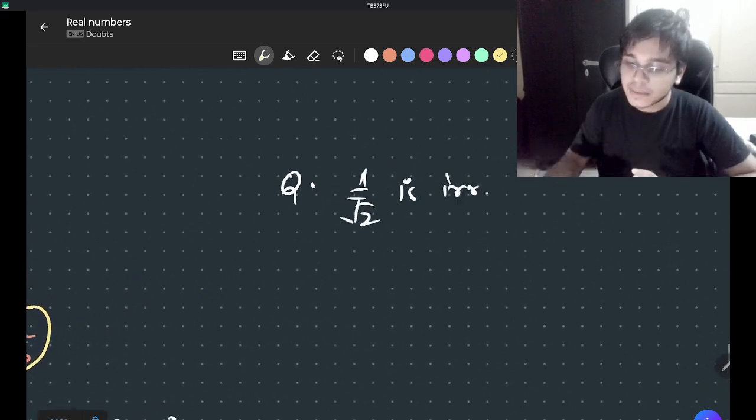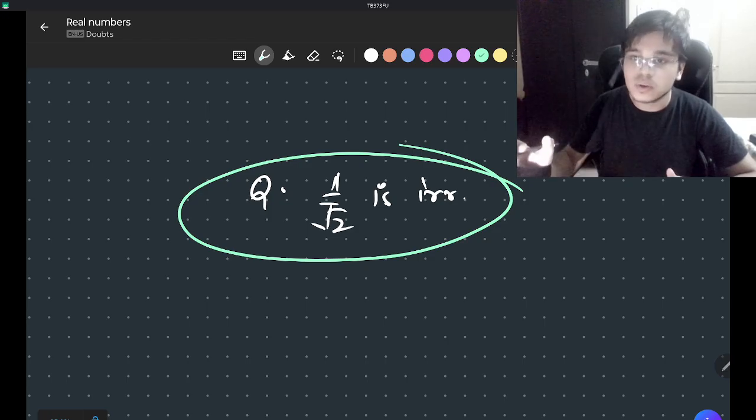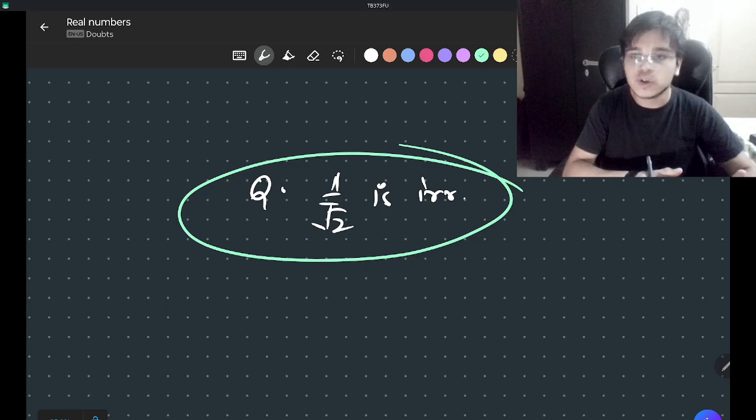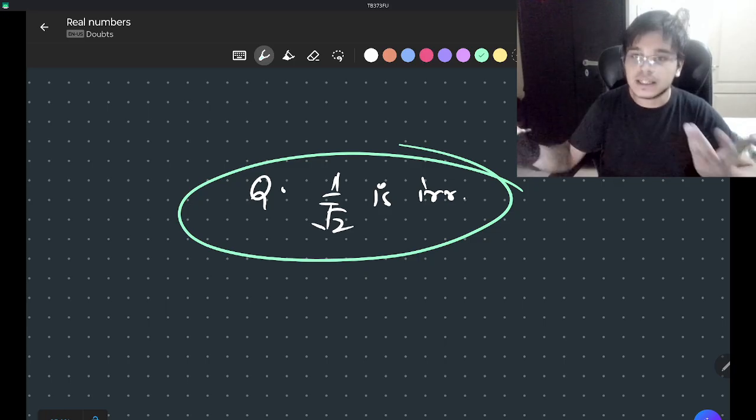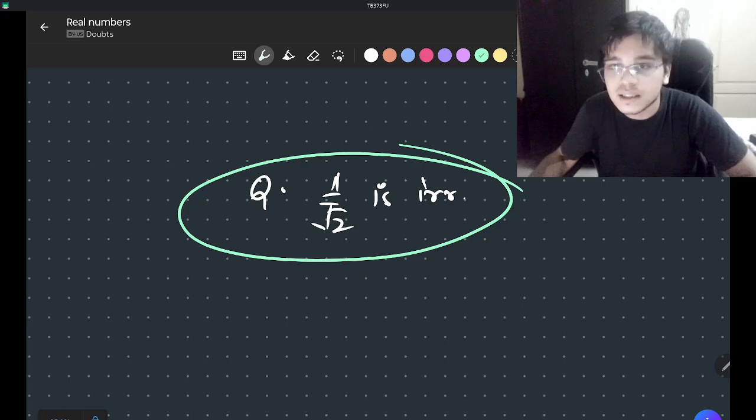The same can be done for this as well. 1 by root 2, assume p by q, isolate root 2, say that this q by p is a rational number, but root 2 is an irrational number, therefore our assumption is wrong and it's an irrational number. So that's the general approach to solving these types of problems. Thank you.